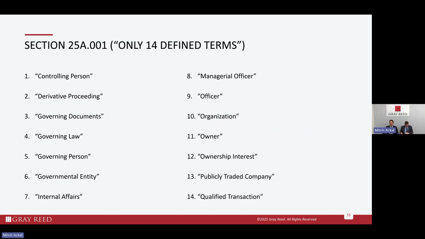And before we get into that, just so you all know, the statute itself only has 14 defined terms. Pretty much all of these terms, except for the last two here, relate to internal affairs issues of a company. But we're not going to get into all of them, but what we will get into are the definitions of publicly traded companies and qualified transactions.